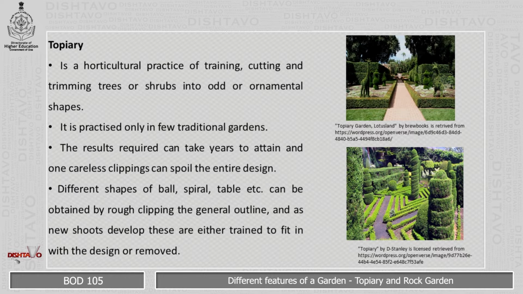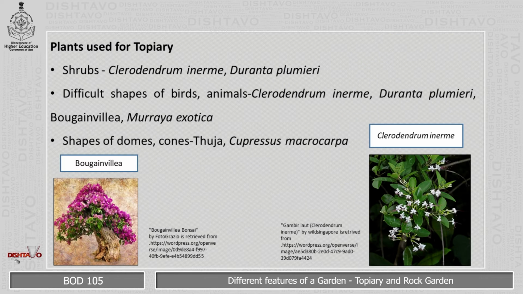It is a horticultural practice of training, cutting and trimming trees or shrubs into odd or ornamental shapes. It is practiced only in a few traditional gardens. The results required can take years to attain, and one careless clipping can spoil the entire design. So different shapes like ball, spiral, table, etc. can be obtained by rough clipping the general outline, and as the new shoots develop, these are either trained to fit within the design or they are removed.